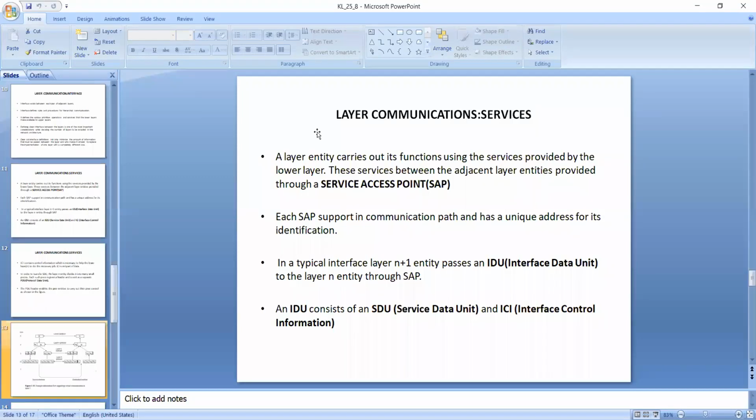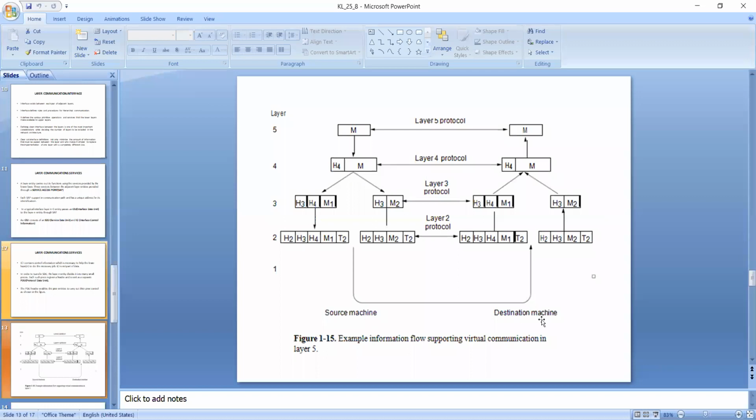Look here. This is the source machine and this is the destination machine. The source machine consists of 5 layers and the destination machine also consists of 5 layers. The message M has to reach the destination machine. As I already told you, the data is transmitted from the upper layer to the lower layer. So message M from layer 5 is transmitted to layer 4. Here this is the message M, but layer 4 adds a header. Since this is the fourth layer, it is H4. This is interface control information and M is the service data unit.